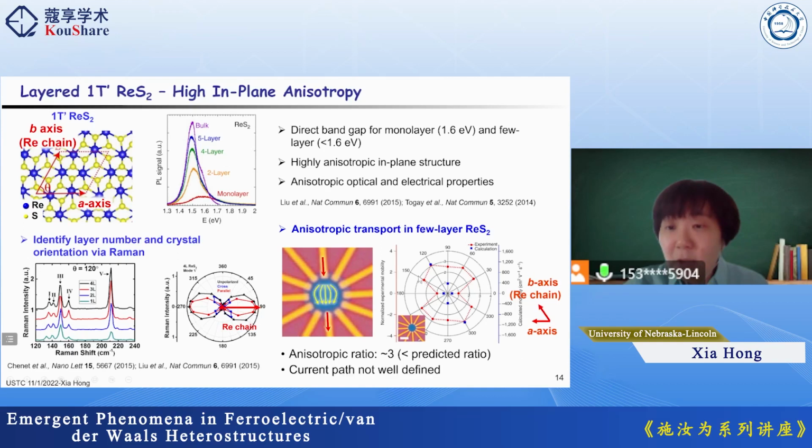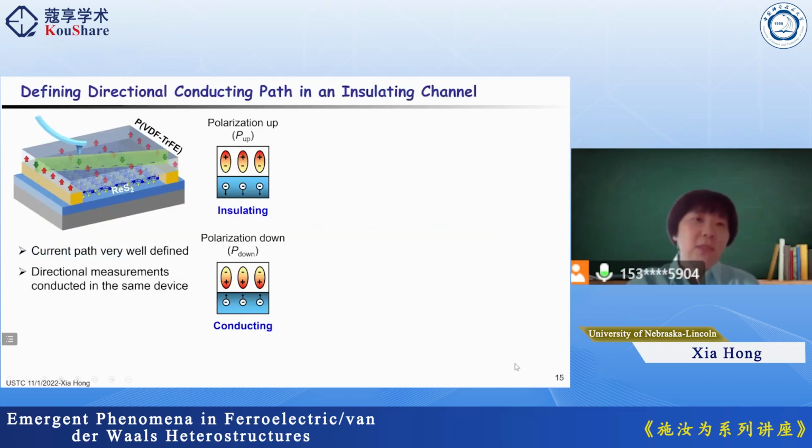This is because in this device configuration, the current path is not well defined. You can see that for each measurement, we're actually collecting current that is going through different directions. So basically that will attenuate the overall anisotropy when we're sampling the current along different directions. To address this issue, we actually propose a different device structure.